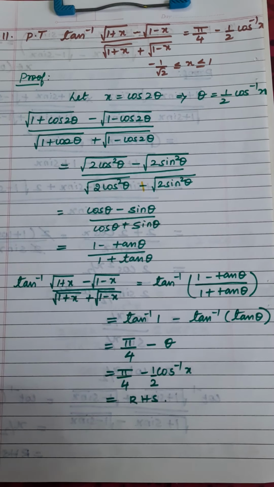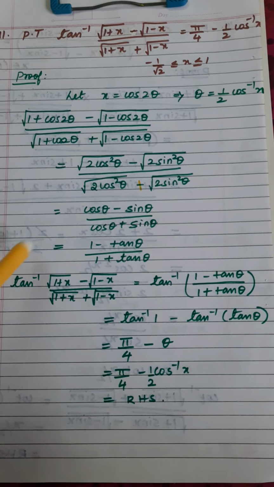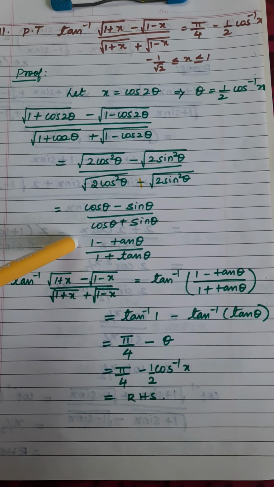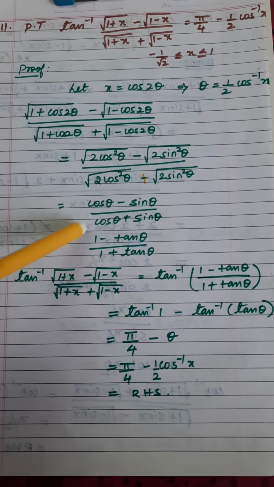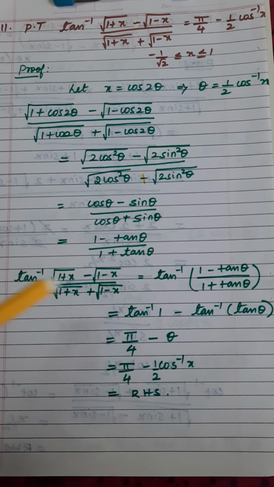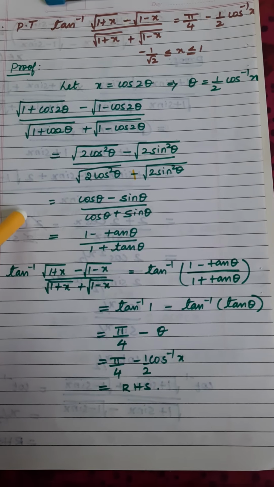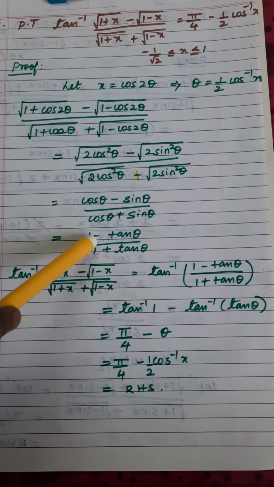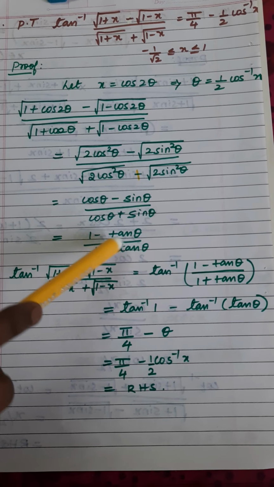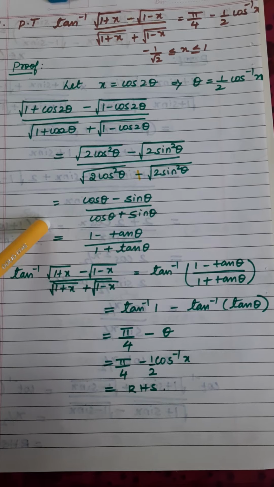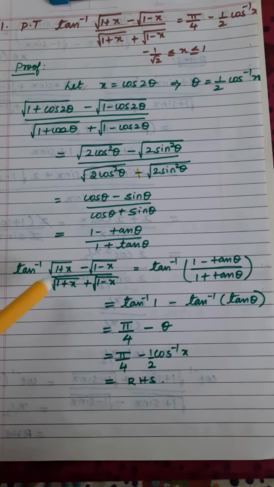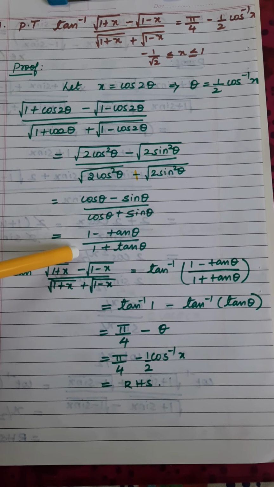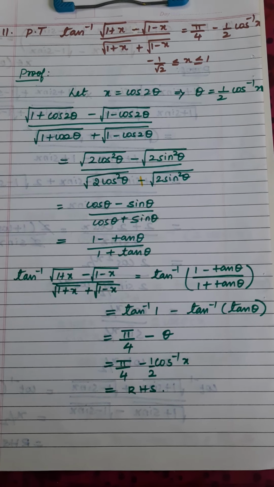Root 2 plus root 2 sin theta. Now take root 2 common and cancel it. Then you will be getting cos theta minus sin theta by cos theta plus sin theta. Now take cos theta common, then you will be getting 1 minus sin by cos, which is tan theta, by 1 plus tan theta. So the answer for this expression is 1 minus tan theta by 1 plus tan theta.